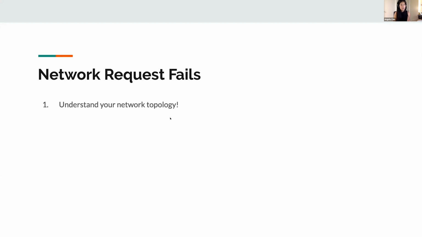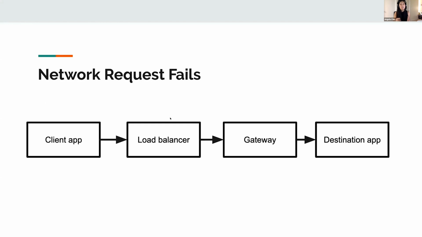The first thing, again, as we think back to the playbook and best debugging practices that I recommend doing, is to understand your network topology. And so we'll follow along with how I would approach this problem with a very simple example. If we're understanding our network topology, we'll understand it as a client app talking to a destination application via a load balancer and gateway.